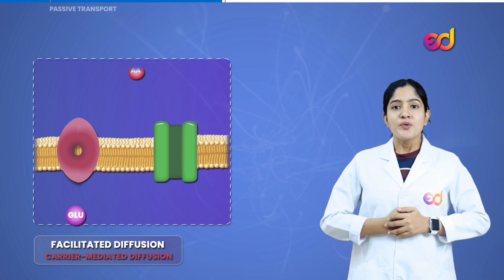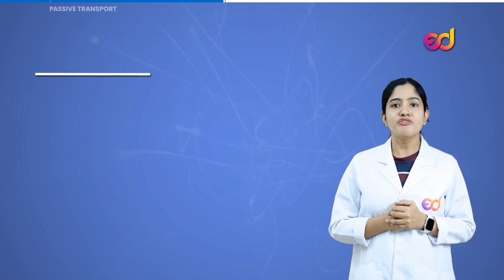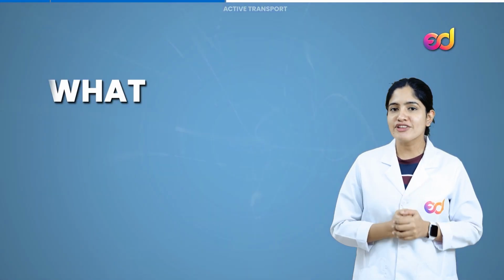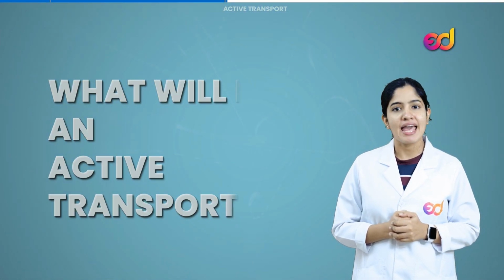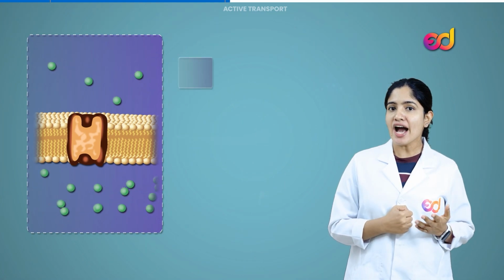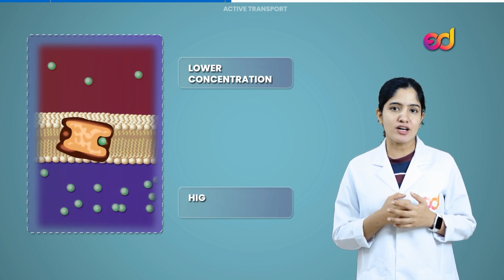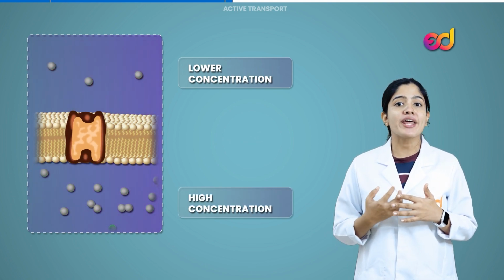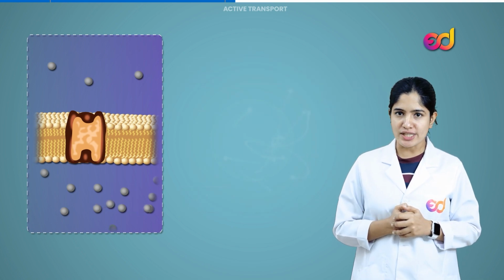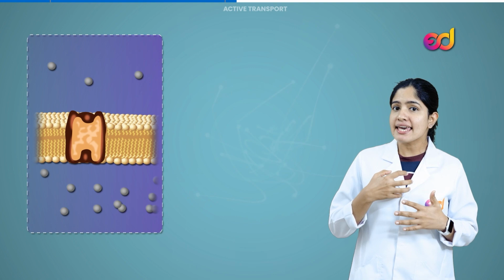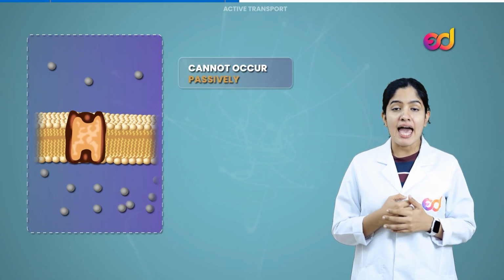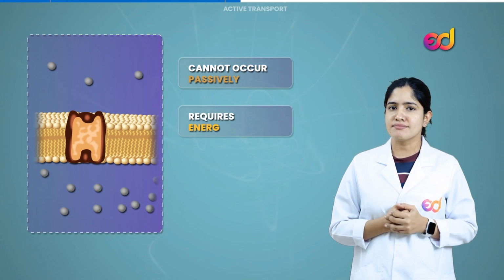Now, we have an overall picture of passive transport, right? So, what will be an active transport then? Active transport is the movement of molecules from an area of lower concentration to high concentration, that is up or against the concentration gradient via specialized membrane proteins. As this is against the concentration gradient, it cannot occur passively and requires energy.